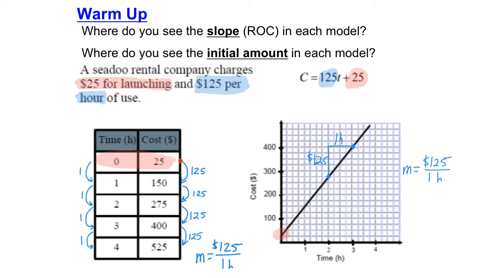And the slope, well, it's rise over run, or the change in y divided by the change in x. $125 for every 1 hour. We look at a graph. Well, the initial amount is the y-intercept, right there, $25. And the slope, well, it's rise over run. It goes up $125 and over 1 hour, so it's $125 per hour. So we see the slope and the initial amount in all 4 models, and you just need to be comfortable with finding them in each case.